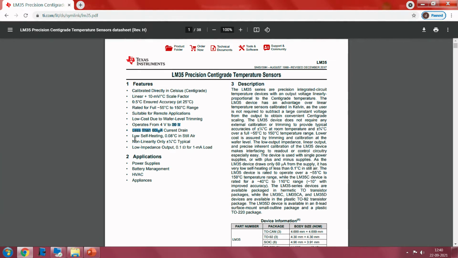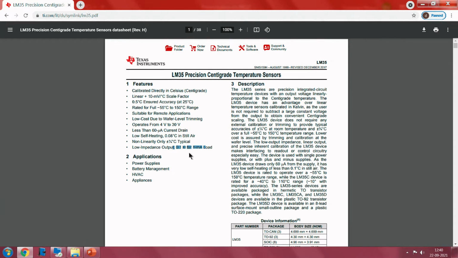Then low self heating, which is another important parameter when we are providing higher current. This causes the internal IC device to heat, because of which the accuracy of the measurement will change. The non-linearity is plus or minus 1/4 of a degree, which is typical, and the output impedance, when you see, is pretty low, which is 0.1 ohm for 1 milliamp of load.